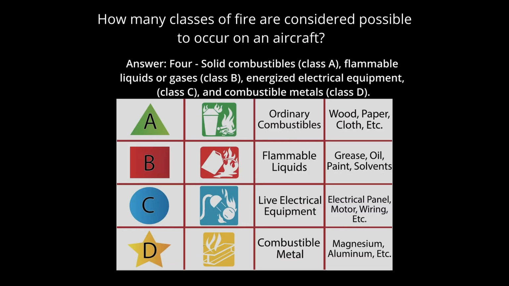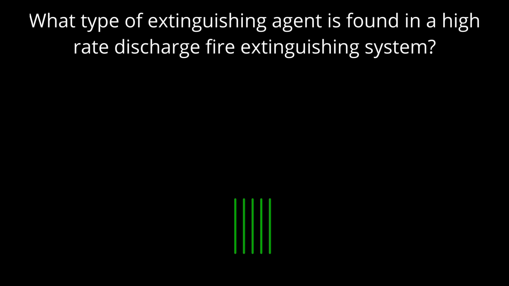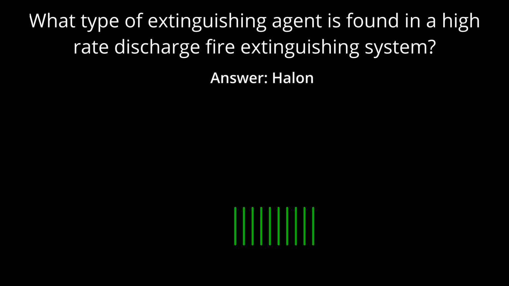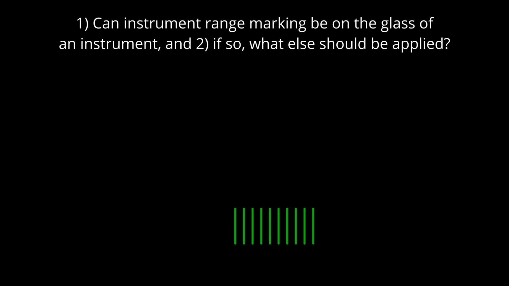How many classes of fire are considered possible to occur on aircraft? Solid combustible materials, combustible liquid, energized electrical equipment, and magnesium burns. What type of extinguishing agent is found in a high rate discharge fire extinguishing system? Halide.